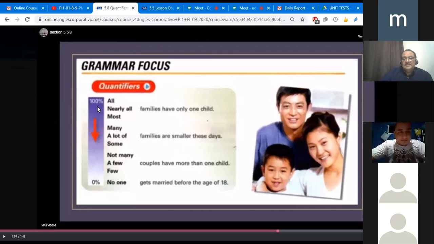If you use statistics with percentage, you can say 90% of the families have only one child. 75% of families have only one child. When you have exact numbers after a survey or some statistics that you follow, right? Then you have many, a lot of, some. You also have many, not many, a few, and few, okay? And the last one, which is 0%, it would be no one. Okay, no one or nobody. Questions about this vocabulary, people?